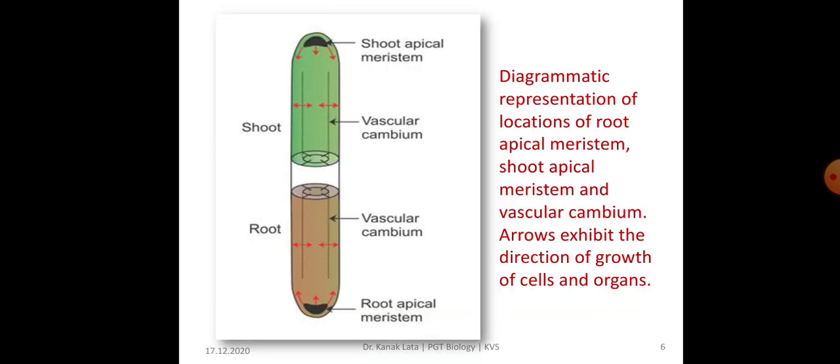In the given figure, it is shown the diagrammatic representation of the sites of shoot apical meristem, root apical meristem and also vascular cambium. Here the direction of growth is shown with the help of arrows. The figure clearly shows that root and shoot meristems help in elongation, whereas vascular cambium helps in girth of the plant.